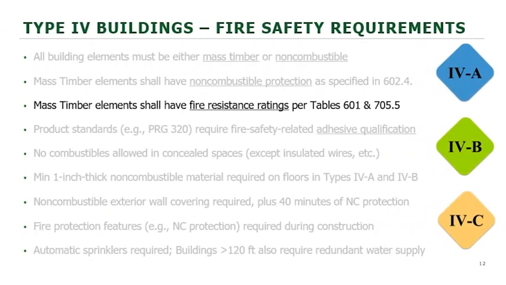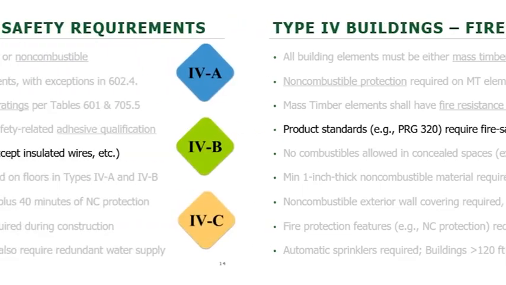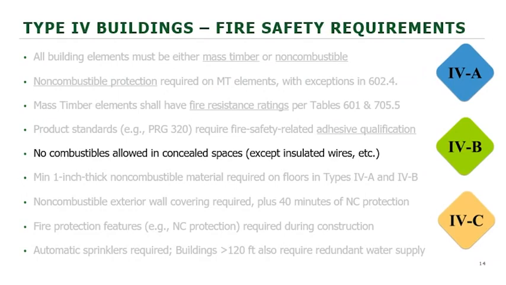Structural elements are required to have a fire resistance rating as shown in IBC Table 601 and also in IBC Table 705.5, whichever is greater. The adhesives used in CLT are required to be qualified through a series of both small-scale and large-scale fire tests. This is to ensure that they don't undergo heat delamination, which could lead to fire regrowth. No combustibles are allowed in concealed spaces except for those materials which are currently allowed in plenums by the International Mechanical Code. So an example of that would be insulated wires. Not a whole lot of fuel load there.